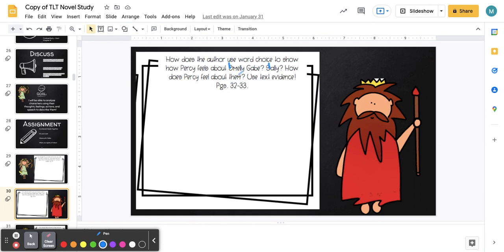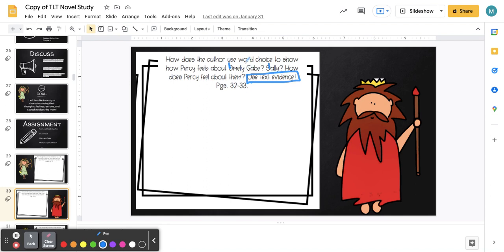Okay, how does Percy feel about them? Just basically saying, how does Percy feel about Sally and Gabe? How does Percy feel about Sally? And then that important piece right here that says use text evidence. Okay, so look through the excerpt that you have that's labeled question 2. How does Percy feel about Smelly Gabe?